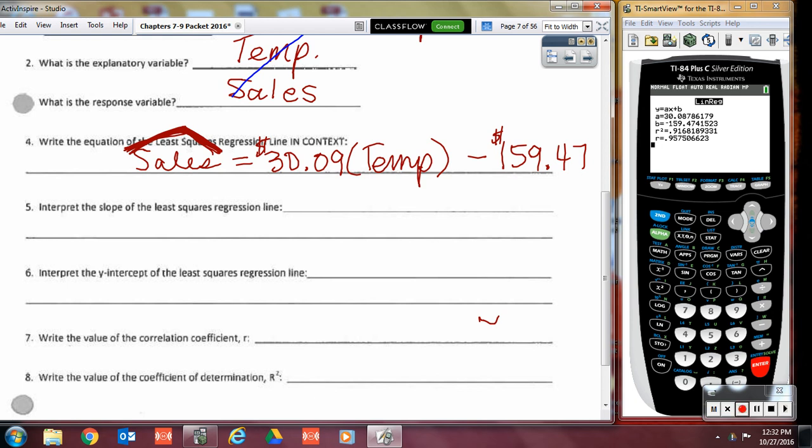Now let's interpret the slope. Tell me in context, what does that $30.09 mean? Good. $30.09 increase for every degree that you go up. Good. And I have a song to help with that, because it'll also help us make sure we get that predicted going in there.